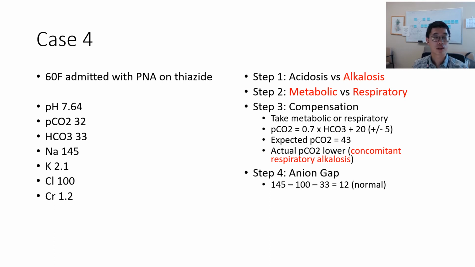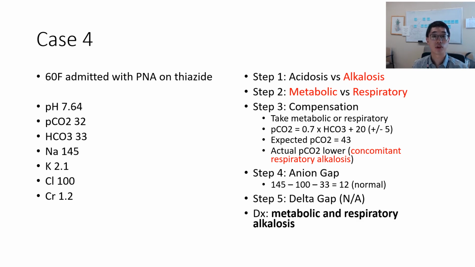Then the next step is to calculate your anion gap. 145 minus 100 minus 33 is 12, which is normal, and hence we don't need to go to the next step of delta gap. So in this case, we actually have two primary processes going on. We have a metabolic alkalosis as well as a respiratory alkalosis here. Okay.